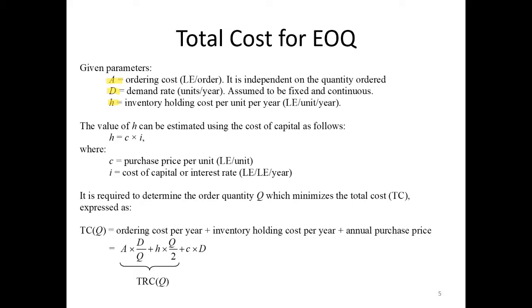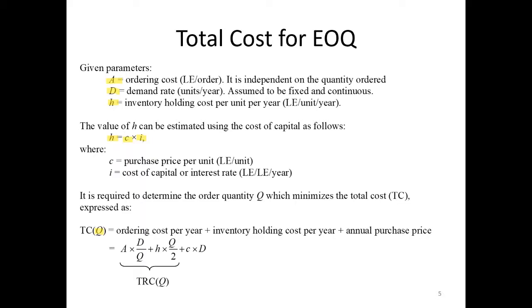Now, as mentioned in the previous lecture, H can be calculated as the multiplication of the purchase price of the stock keeping unit times the cost of capital, which can be the minimum attractive rate of return of a company. Now, based on the previous assumptions and the given parameters, the only decision variable that we are looking for is the value of Q, which is the order quantity and at the same time the maximum inventory level.